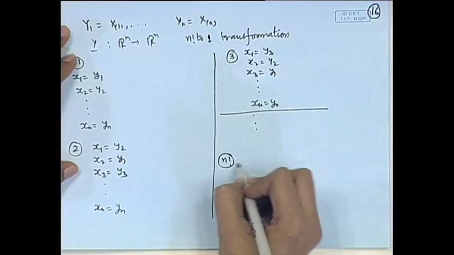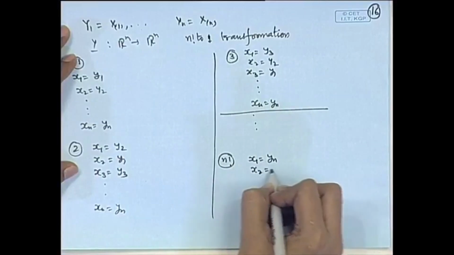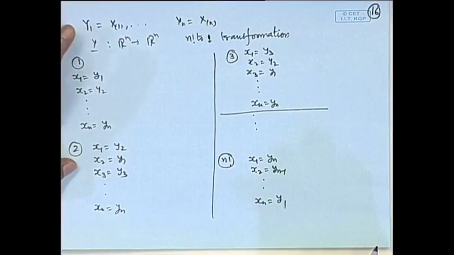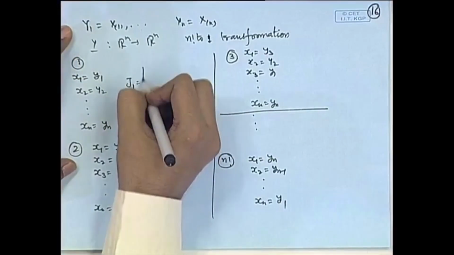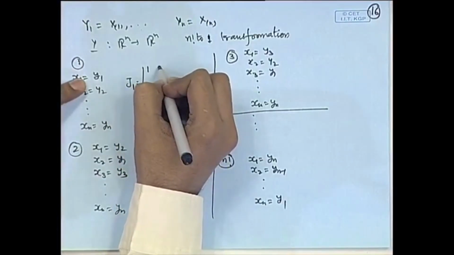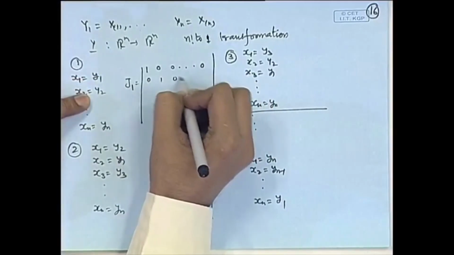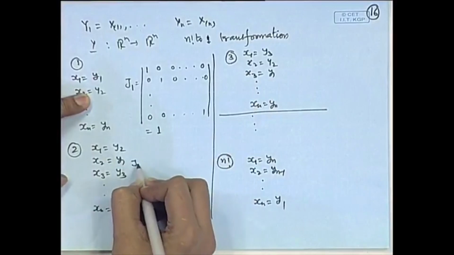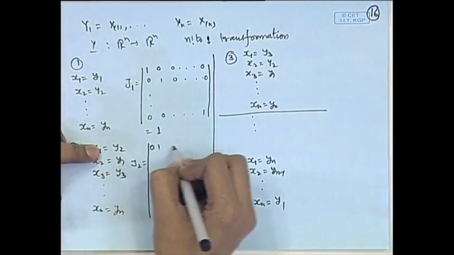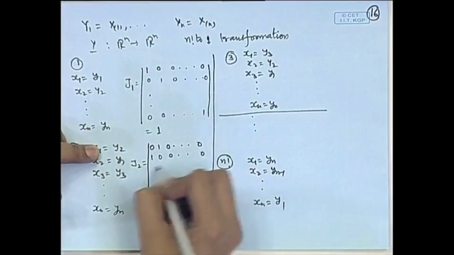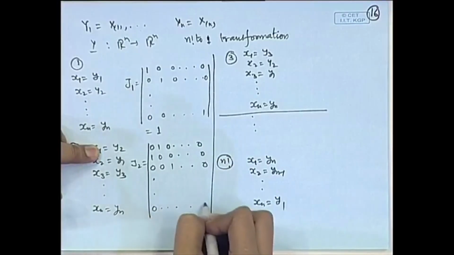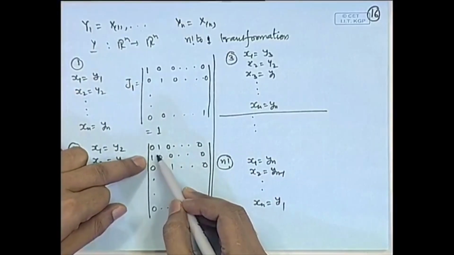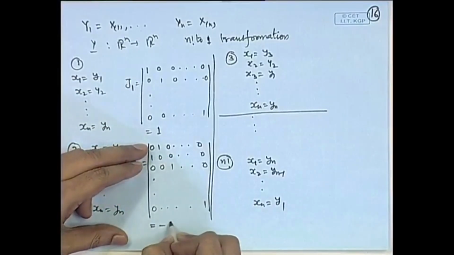In the n factorial-th region, we may have x1 equal to, say, yn, x2 equal to y(n-1) and so on, xn equal to y1. Let us look at the Jacobian in each case. The Jacobian here is the determinant of the identity matrix, 1 0 0, 0 1 0 and so on, 0 0 1, which is simply equal to 1. If we look at the Jacobian in the second case, this is 0 1 0 and so on, 1 0 0 and so on, 0 0 1 and so on. Note here that this is obtained from J1 by interchanging the first and second row or first and second column. So, the value of this will be minus 1.